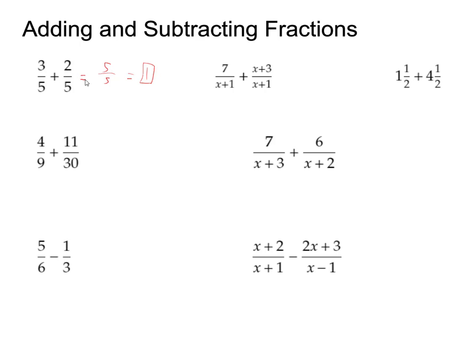In our second example, we have 7 over x plus 1 plus x plus 3 over x plus 1. Of course, these also have a common denominator of x plus 1, so again, we can just add across the top, and that'll give us 7 plus x plus 3 over x plus 1. We can simplify the numerator further, and that'll give us 10 plus x over x plus 1.